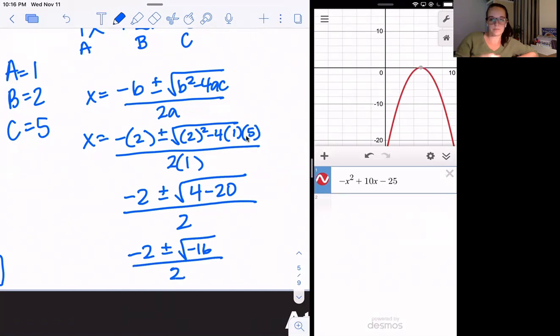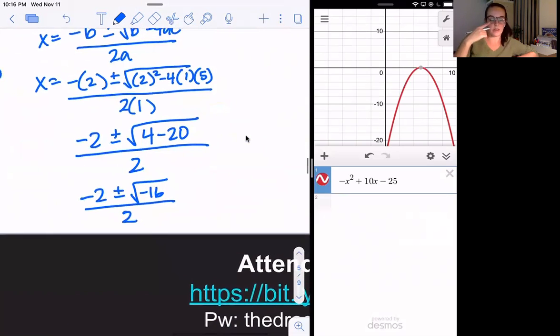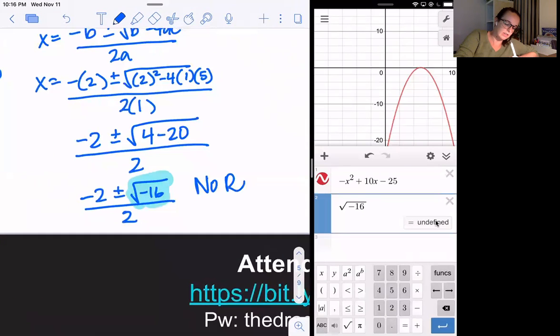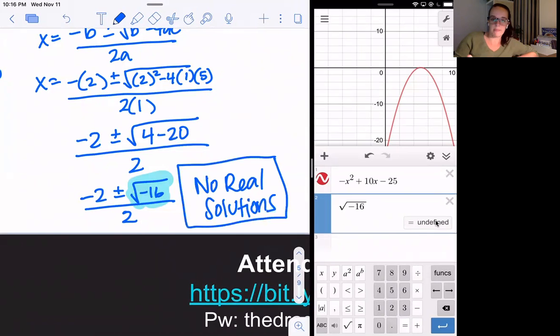So as you can remember from our last lesson, if you take the square root of a negative number, square root of negative 16, you do get undefined. That means that the solution does not exist. There's no real solution. So if you get a negative square root, same as last time, you're going to say no real solutions. There are imaginary solutions, but we're not going to deal with them today, right?